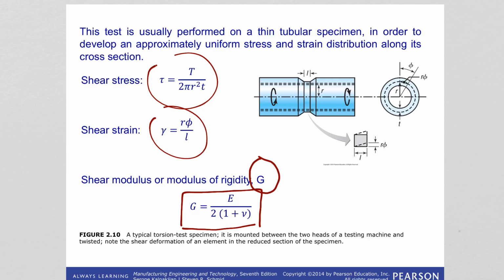So the angle of twist is important in manufacturing. It gives us information about the forgeability of metals. So the greater the number of twists prior to failure, the better the forgeability.